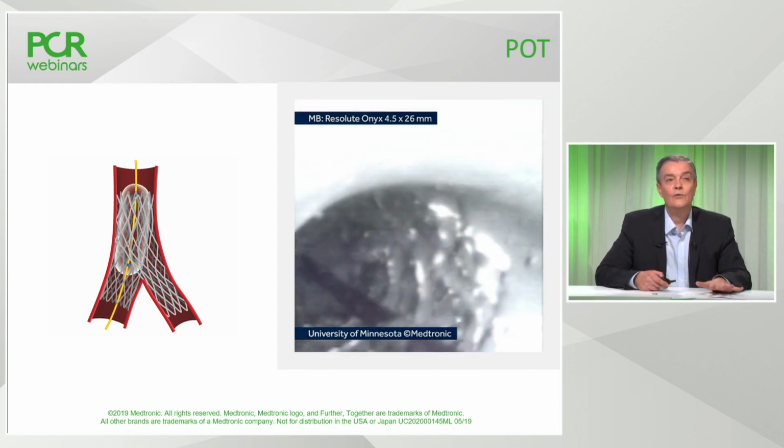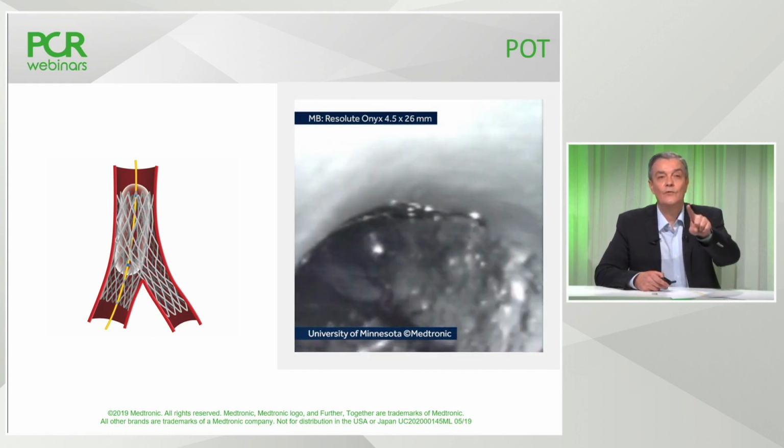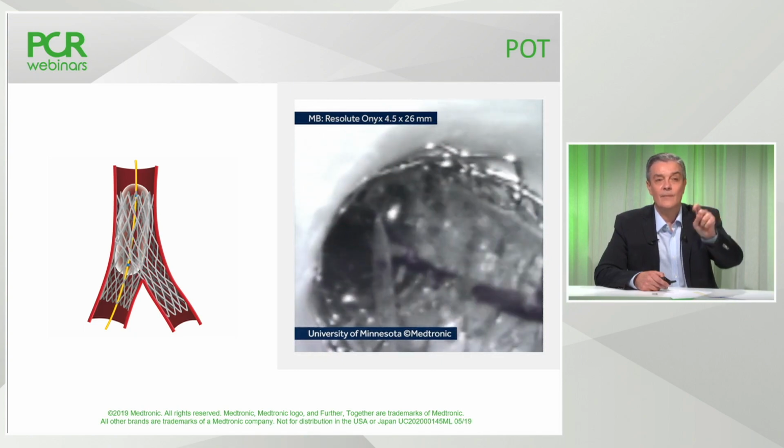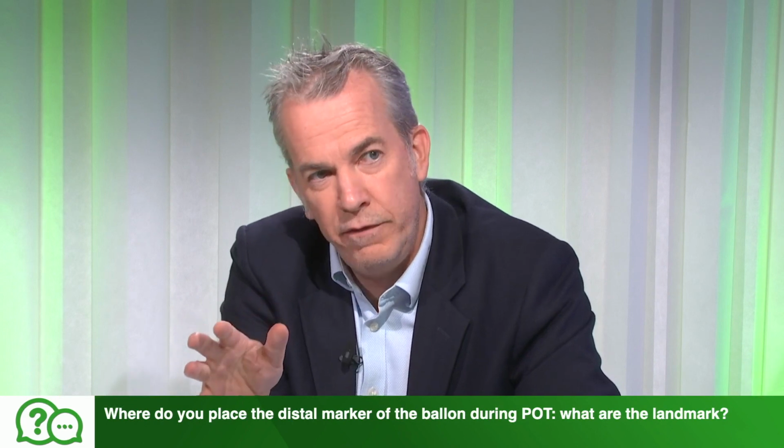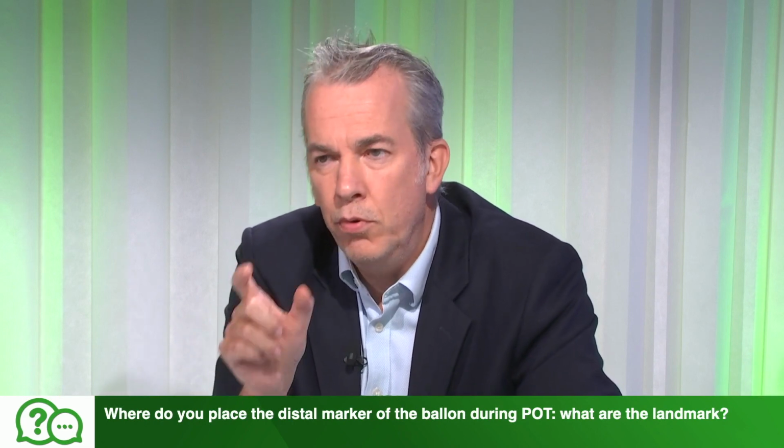Dave, where do you place the distal marker of the balloon during POT? What are the landmarks? Yeah, so as Bernard has said, you have to know the balloon that you're using, because they are different, and the shoulder of the balloon comes in a slightly different place with different balloons. But broadly speaking, you're putting the distal marker of the balloon right at the carina.